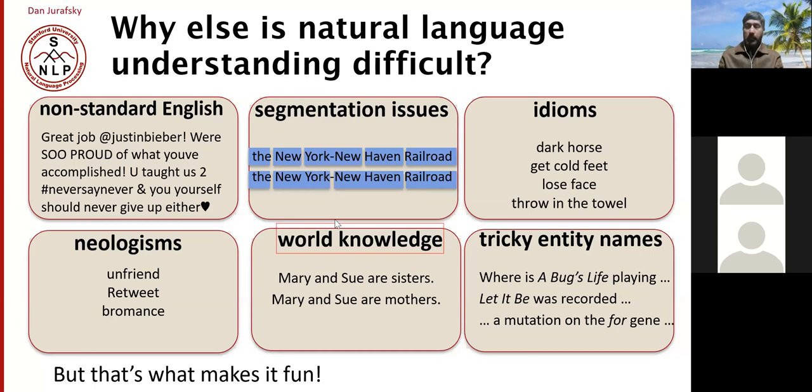World knowledge is also important. If some people's names are mentioned, for example, they might be related. But if you don't know whether they are related or not, you might not be able to understand the context properly. For example, if there's a mention of a queen and her son, say Queen Elizabeth and Williams, we know that they are mother and son, but a computer needs to know that before it can do proper inferences.